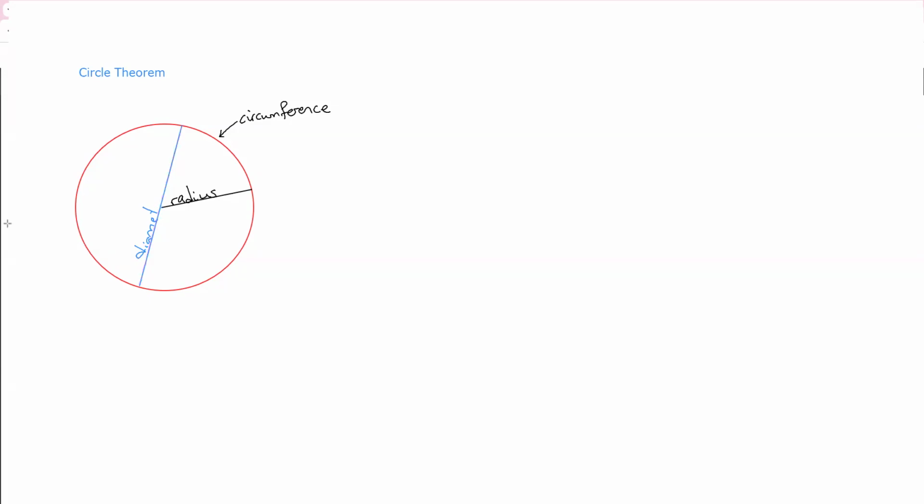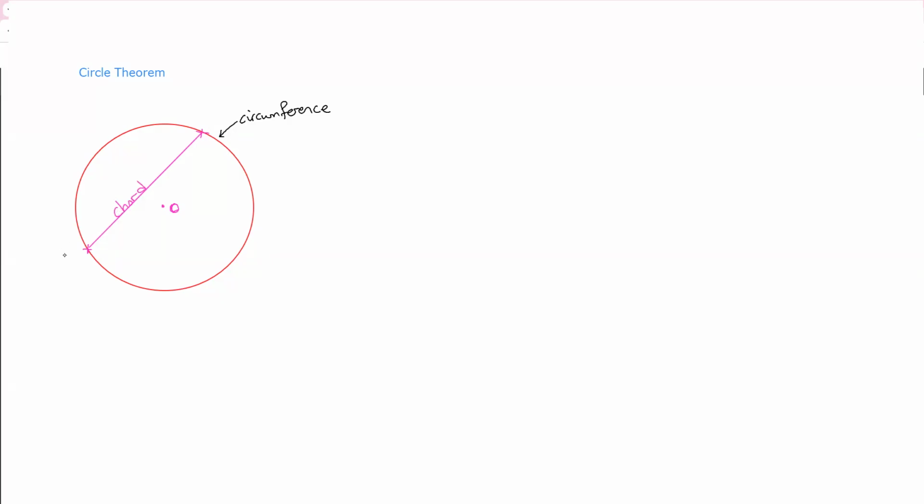All right, so looking at all of the parts, if they give you a line that is not going through the center, right? So anytime there's a line that is not going through the center, let's say C is the center, you might also see it as O, or they'll tell you what is the center. If the line is not going through the center, but it's connecting 2 points on the circumference, the name of that line is called a chord.